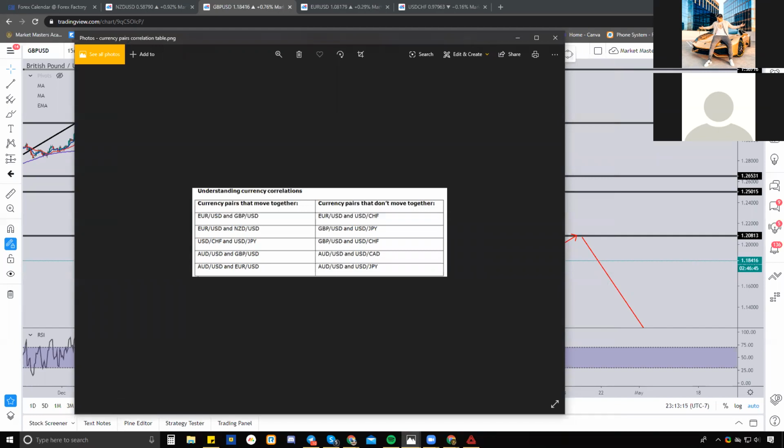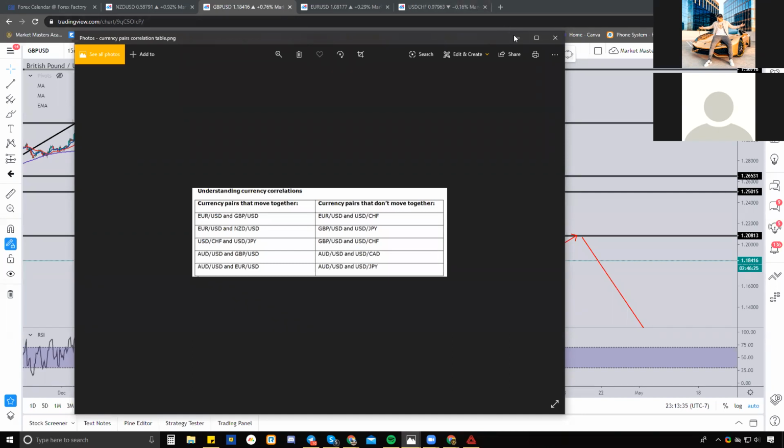But yeah, so someone had asked, if EUR/USD is a buy and I place an order for a buy, would I get in for a buy on GBP/USD? Now, not necessarily. That's just an extra confirmation.